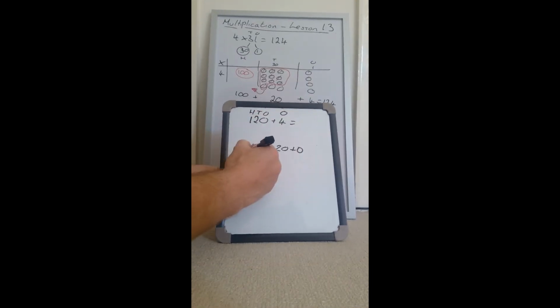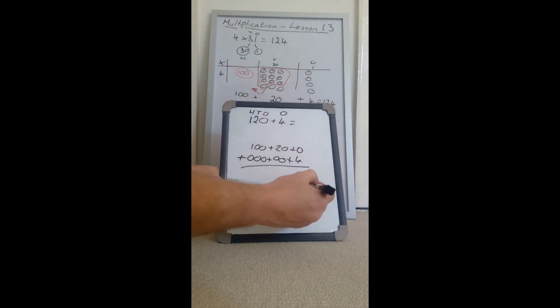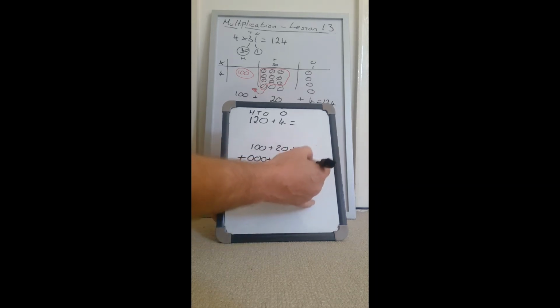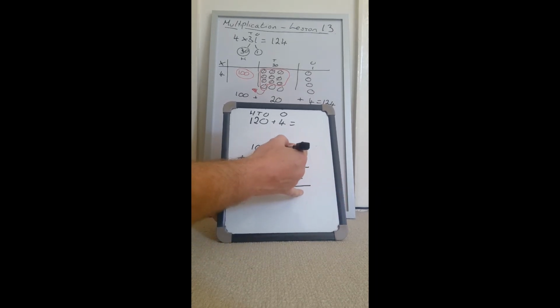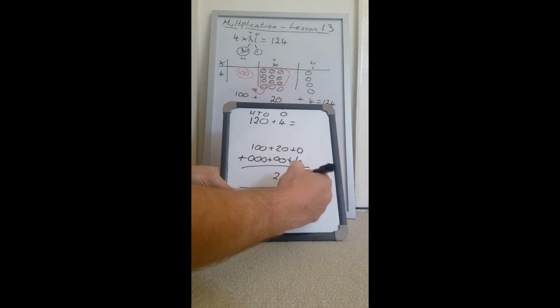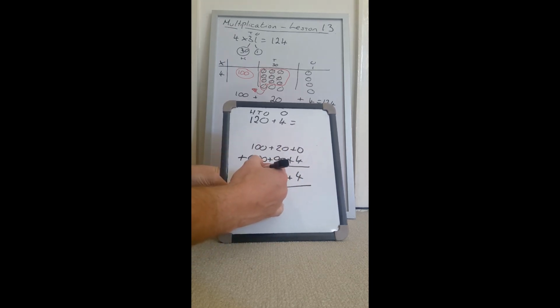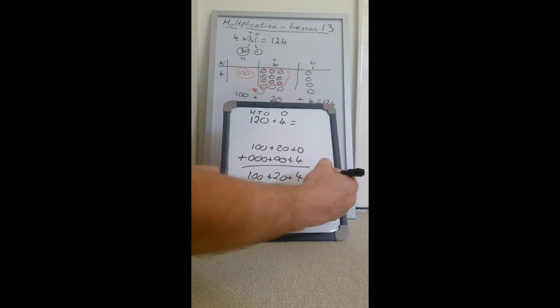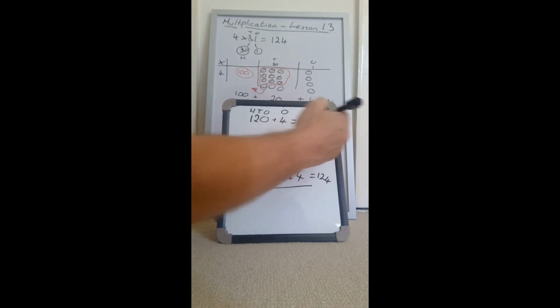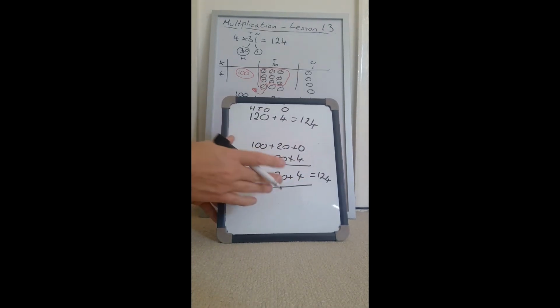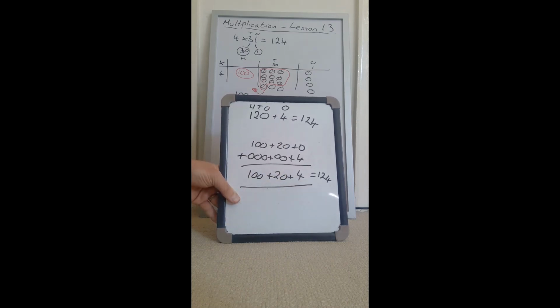Add. I have no hundreds. I have no tens. And I only have my 4. Then I would solve 0 plus 4 is 4. 20 plus 0 is 20. And 100 plus 0 is 100. And recombine that number into 124. Now for many of you this will be quite a simple process, but it is handy to remember this method for later on when we're doing larger, more complicated multiplication problems.